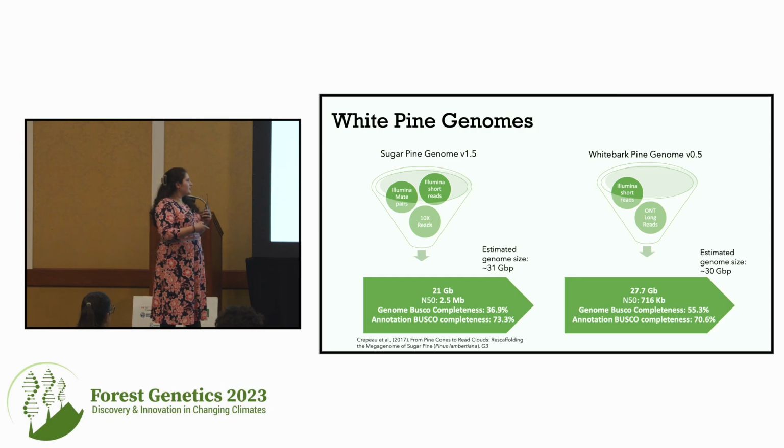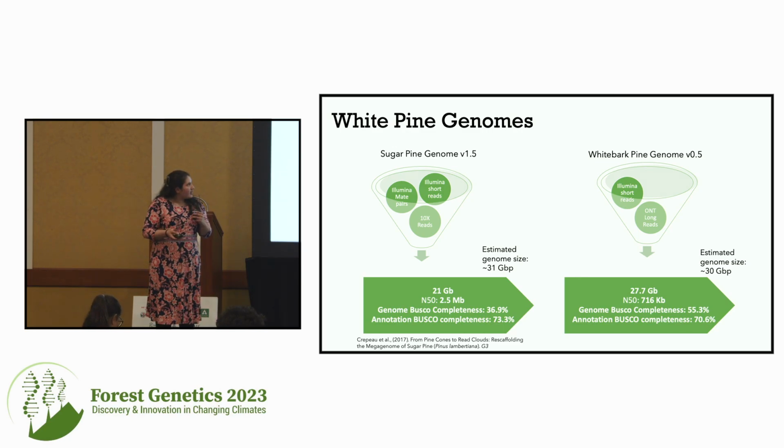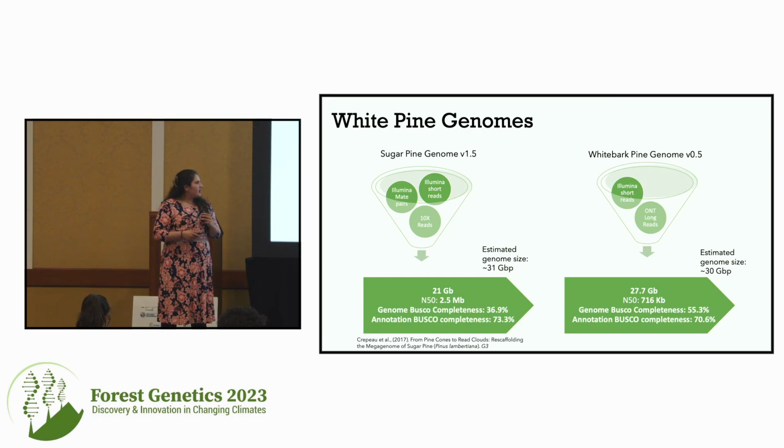The BUSCO completeness score is talking about single copy orthologs, so the higher the BUSCO completeness percentage, the more likely that you have a more complete genome. The white bark pine genome just recently finished annotating, and will hopefully be up on TreeGenes soon. This was also used for identifying NLRs, and I'll talk a little bit about the difference between the transcriptomes and the genomes as well.